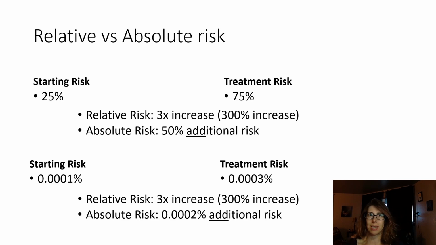Most people would consider that negligible and an unimportant risk increase when making decisions about their health, even though it's still 3 times greater. So the practical implications of relative risk changes a lot depending on whether the original risk was very low or very high.